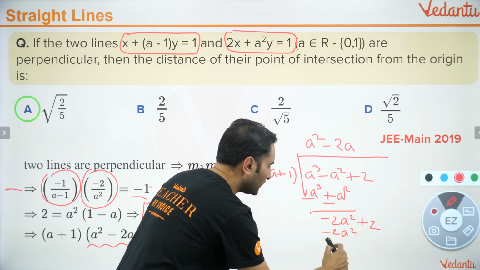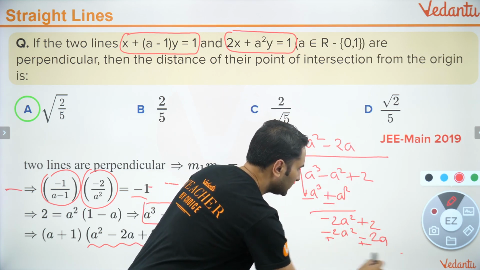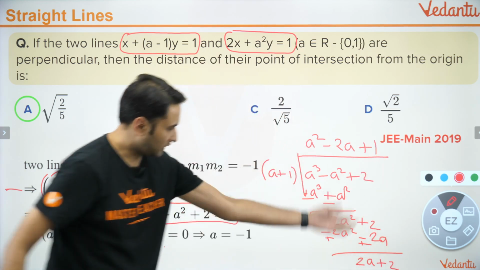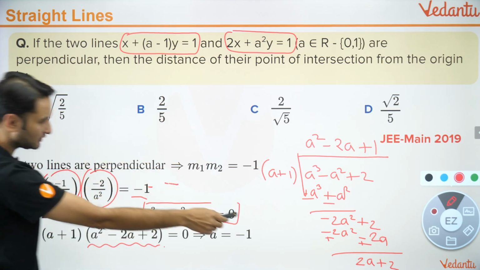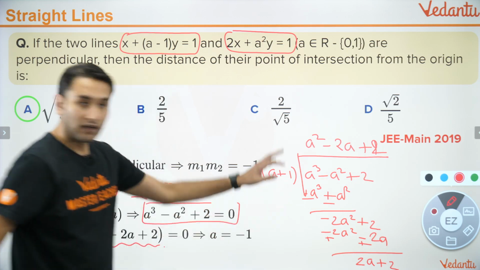minus 2a square plus minus 2a plus, how much does it become? 2a plus 2 plus 1. It will make it 0. The other factor is a square minus 2a plus, my bad, 2, sorry. Did you get it? Understood?